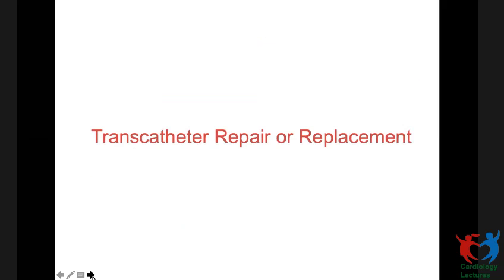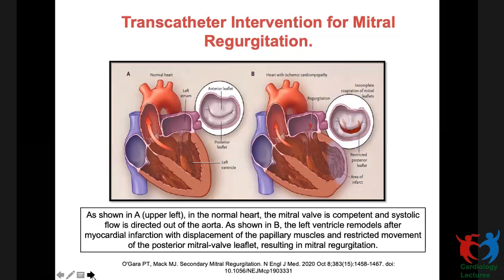Next one is transcatheter repair or replacement. Transcatheter intervention for mitral regurgitation, as shown on the left side, that is a normal heart. The mitral valve is competent and systolic flow is directed out of the aorta. As shown in B, the left ventricle remodels after myocardial infarction with displacement of papillary muscles and restricted movement of the posterior mitral valve leaflet, resulting in mitral regurgitation.